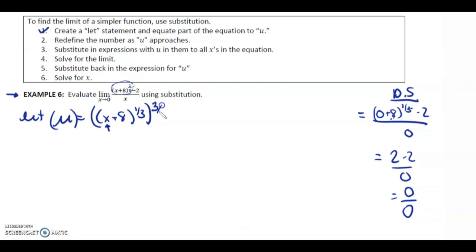So 3, or 3 over 1, right? So we're going to get u cubed. So u cubed equals... if you remember the power to a power rule, these two are going to cancel, and we're going to be left with x + 8 on this side. Then we just bring the 8 over, and we have u cubed minus 8 equals x.